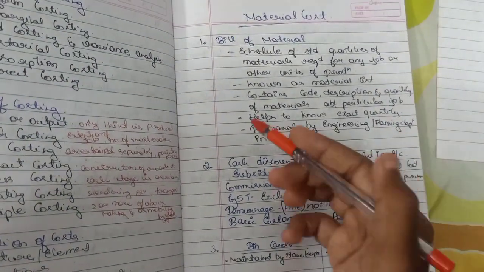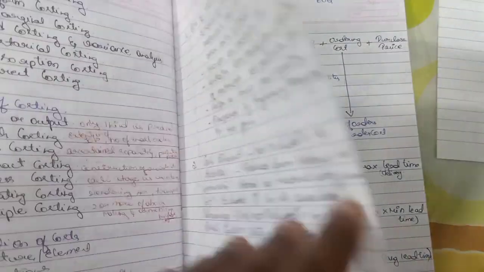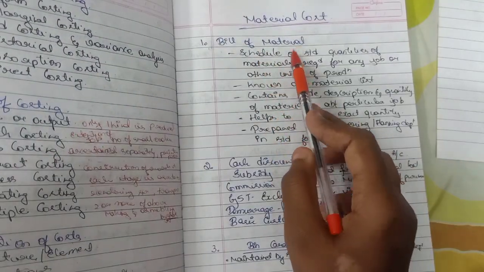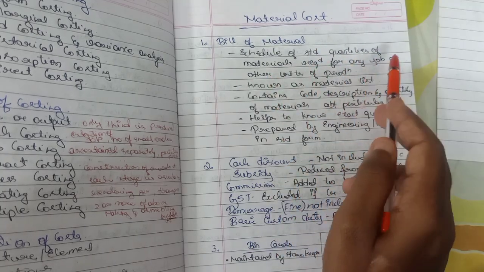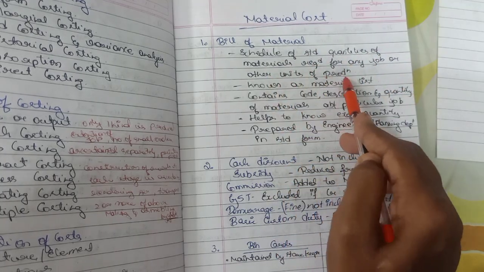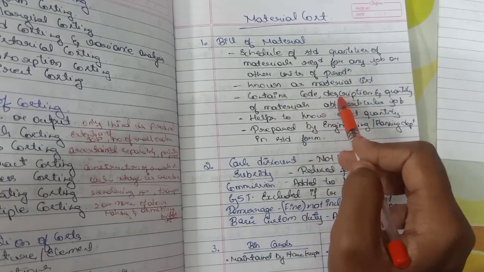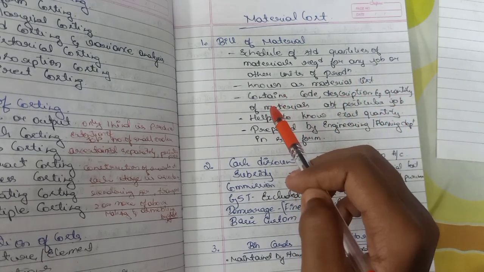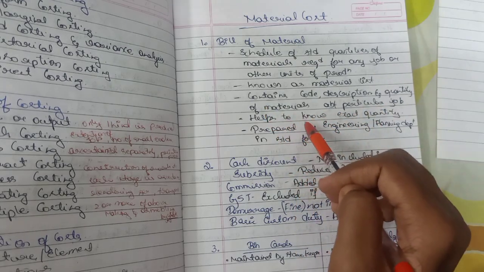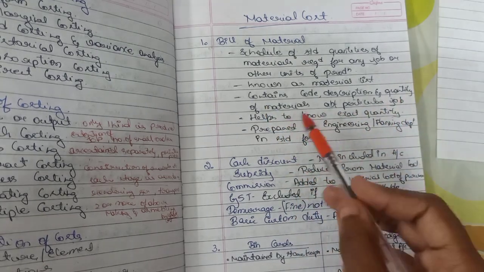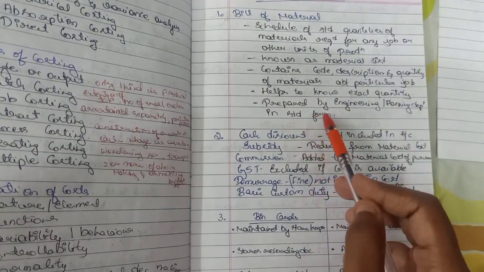Coming to the chapter of material cost, here we'll be seeing a little bit of theory, that is, what is bill of material. Schedule of standard quantities of materials required for any job or other units of production, known as material list, contains code, description and quantity of materials about a particular job, helps to know exact quantity, prepared by engineer or planning department in standard form.